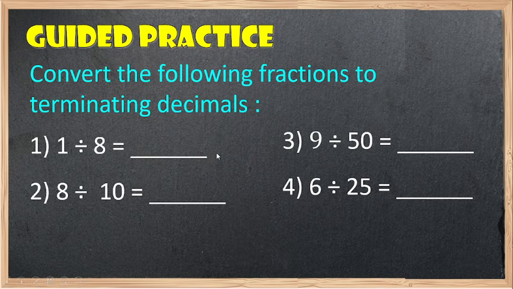Now, for your guided practice, convert the following fractions to terminating decimal numbers or get the quotient: 1 divided by 8, 8 divided by 10, 9 divided by 50, and 6 divided by 25. You have 1 minute to answer. Time starts now.